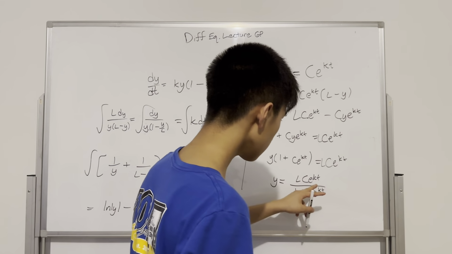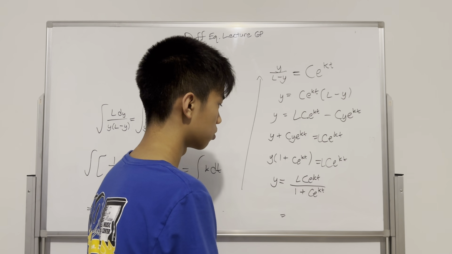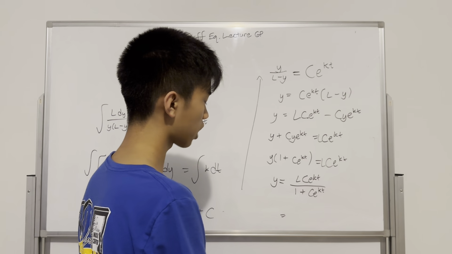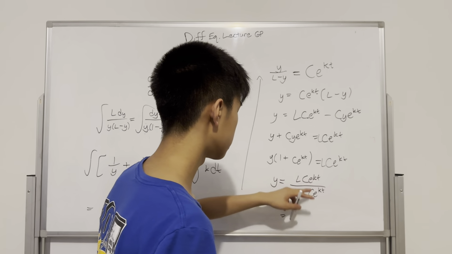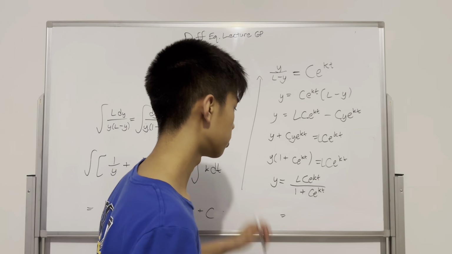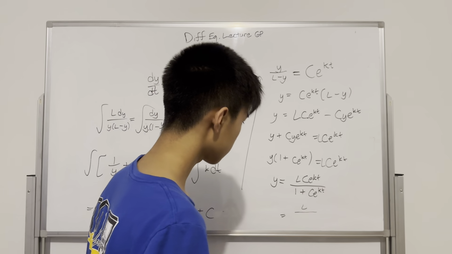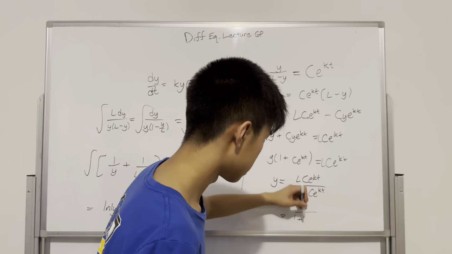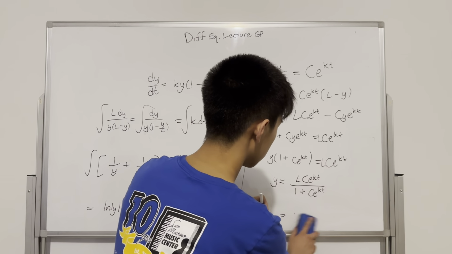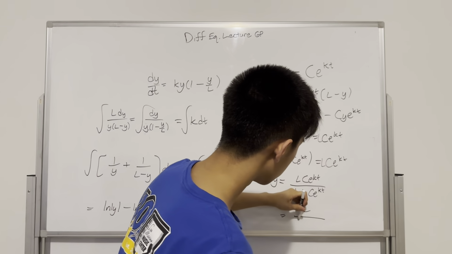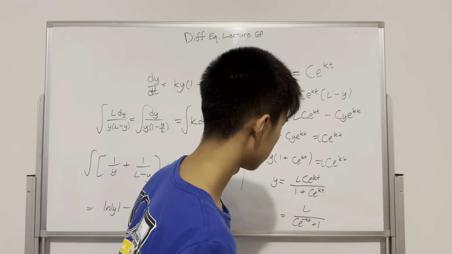So now we can just do a bit of algebra. We're kind of where we need to be now. Just divide everything by c e to the kt power. So now we have L over c e to the negative kt plus 1.